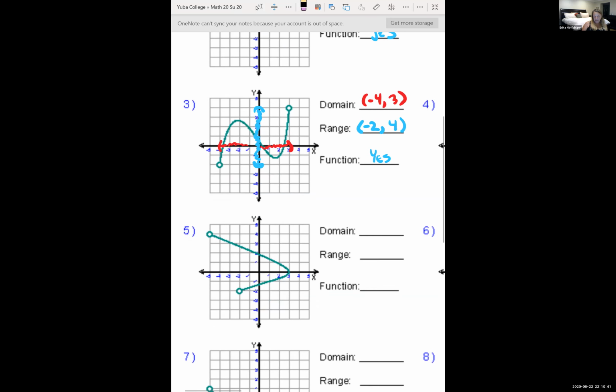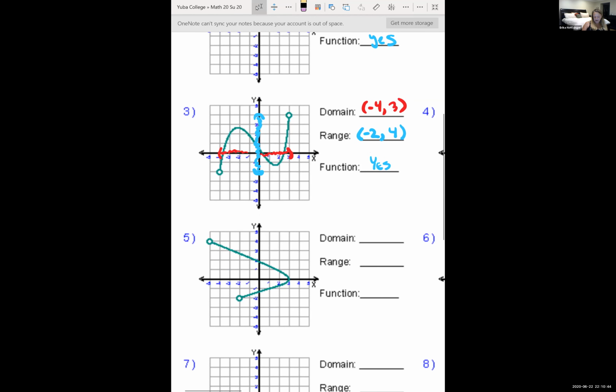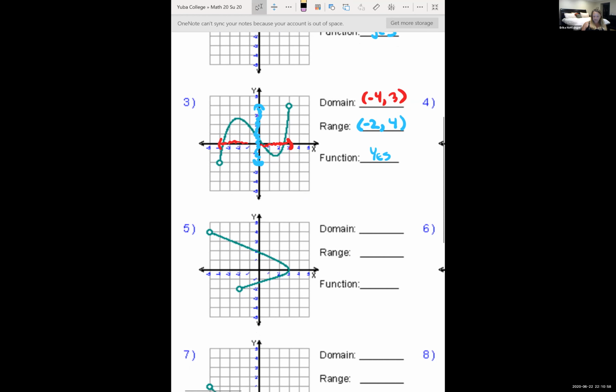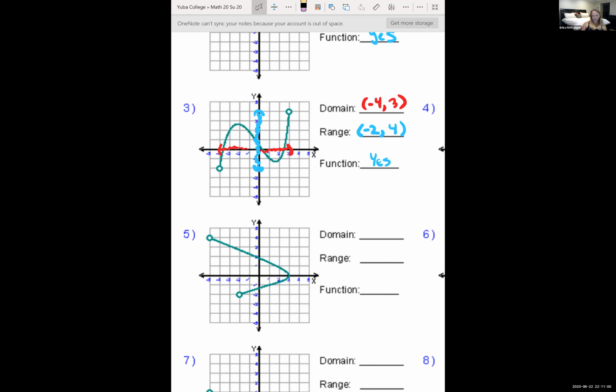So the domain for number 5. Looking at that, what are all the x values that are being hit on number 5? Think about it, see if you can look at that and determine domain, range, and if it's a function. I'm going to pause the video while you try.